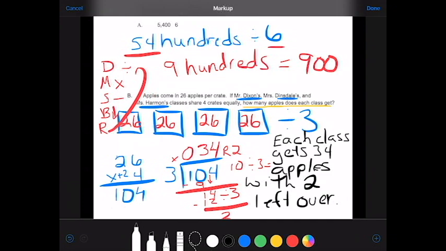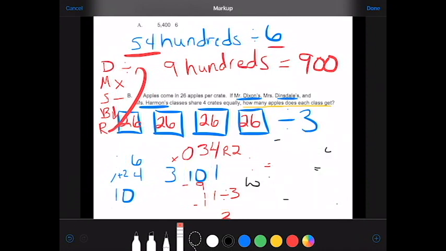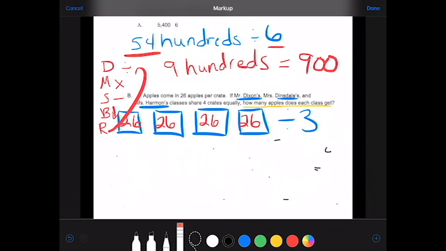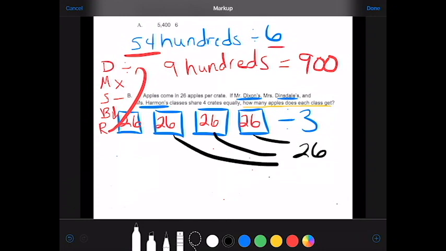All right, if you want to pause here to look at this, I'm going to go back and redo some stuff. So another way to have thought about this problem is to realize that if I have 3 classes, I could start by just giving each class a box. So that means each teacher gets 26, right? For Mr. Dixon, Miss Dinsdale, and Miss Harmon. And then I only have to do the math for 1 box. And so I would go 26 divided by 3.